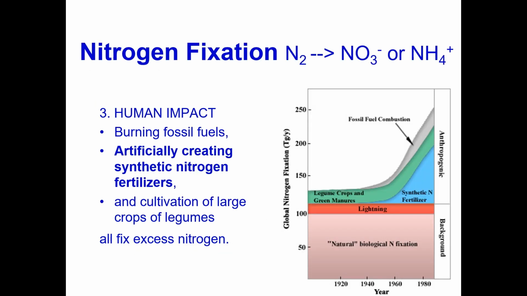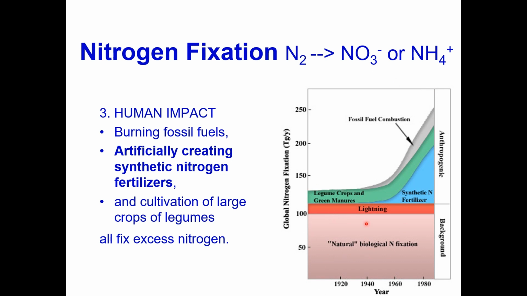Another way in which N2 is converted is man-made ways. Human impact by burning fossil fuels and by creating synthetic nitrogen. We know Haber's process, right? Production of ammonia. So that is also a way in which N2 is converted into nitrate and ammonium.